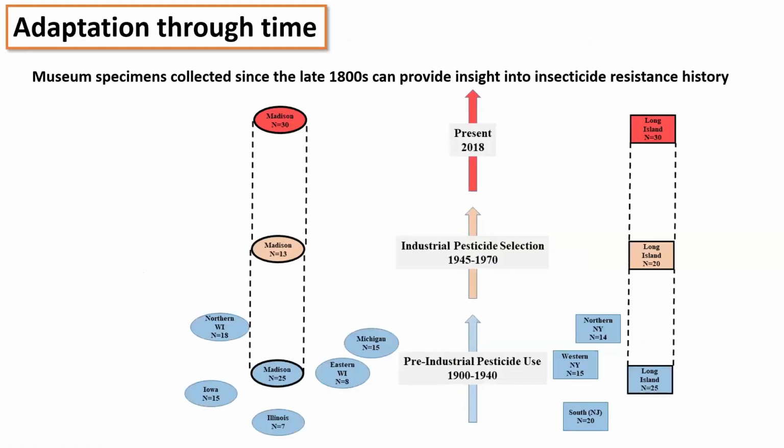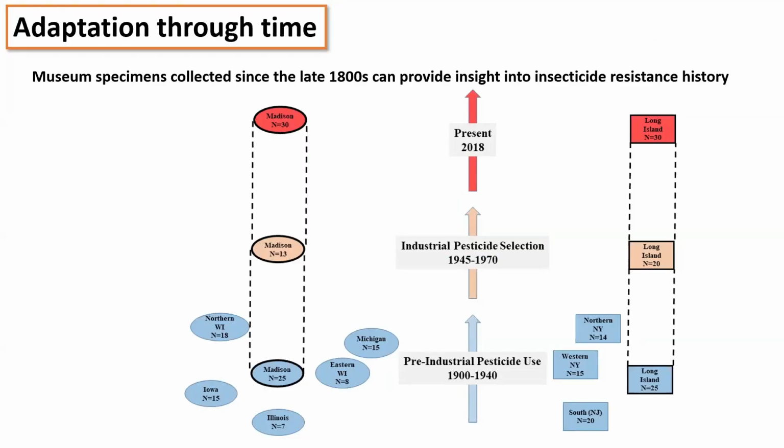So we need a time machine. So we used a time machine. We went into museums and we went back. Fortunately, potato beetles were collected prior to industrial pesticide use, so we were able to sample them through these 3 time periods, focusing mostly in Wisconsin and that Long Island area in New York.